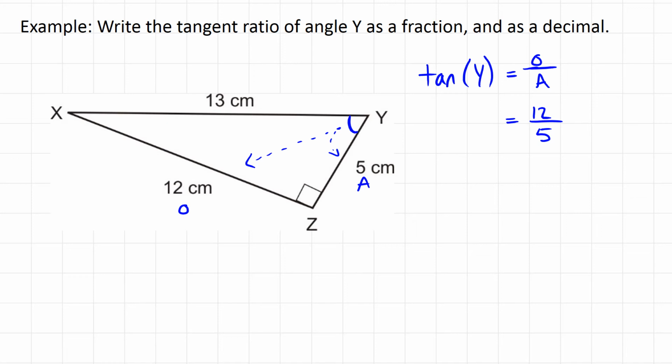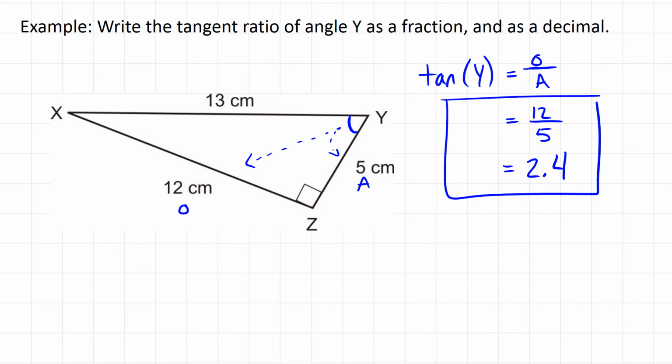So that's the ratio as a fraction, but we could also put that into our calculator to write it as a decimal. And if I do that, I get that tan y is 2.4. So there's our two answers. One is a fraction, one is a decimal.